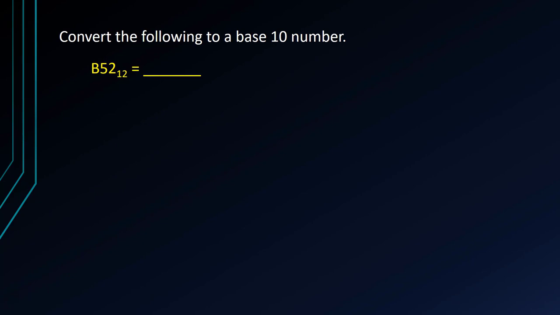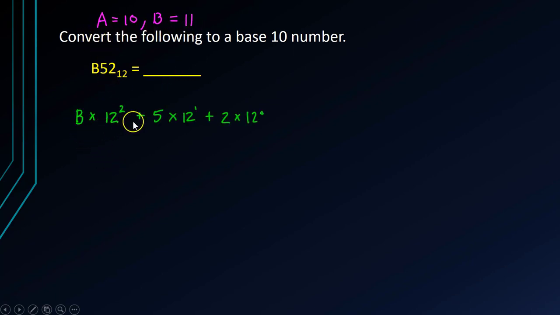So now I have B52 base 12. This is my ones position, this is my 12s position, this is my 12 squareds position. With A being 10, B is 11. So I'm going to have B times 12 squared plus 5 times 12 to the first plus 2 times 12 to the 0. B, of course, is 11, so I'm going to have 11 times 144, 5 times 12 is 60, and 2 times 12 to the 0, anything to the 0 power is 1, so 2 times 1 is 2. 11 times 144 is 1584, plus 62. And I'm going to have 1,646 in base 10.